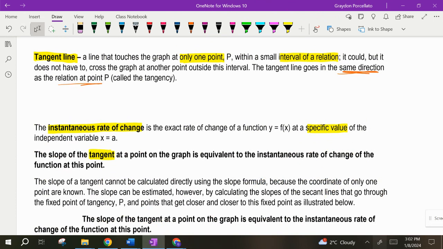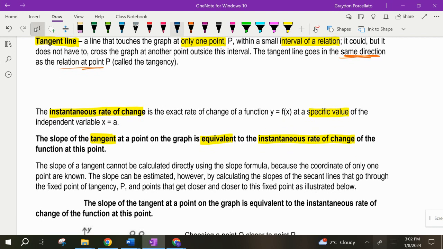So, and I'll read this again. The slope of the tangent at a point on the graph is equivalent to the instantaneous rate of change of the function at that point. Okay, so in order to find our instantaneous rate of change, we need to find the slope of the tangent line. Now, for short, yesterday we wrote AROC for average rate of change. For instantaneous rate of change, for short, we're going to use IROC.